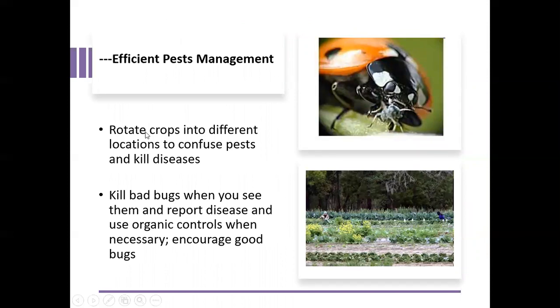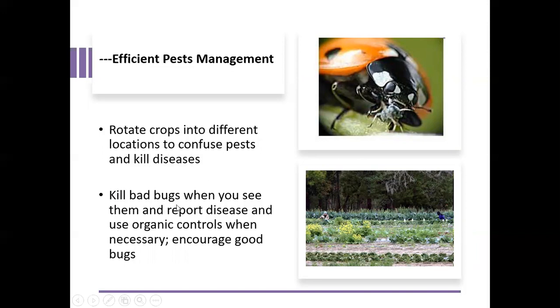Crops should be rotated in different locations to confuse the pests and to kill the diseases. It means one crop should not be sown on the same field for a long period of time. It should be changed so that they cannot regenerate from their previous hibernate periods.